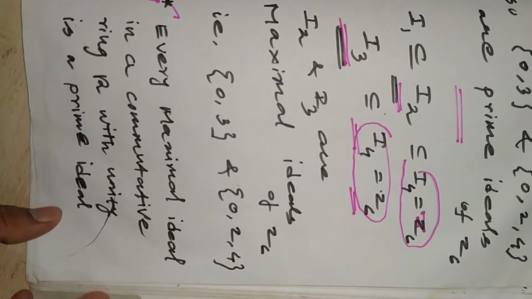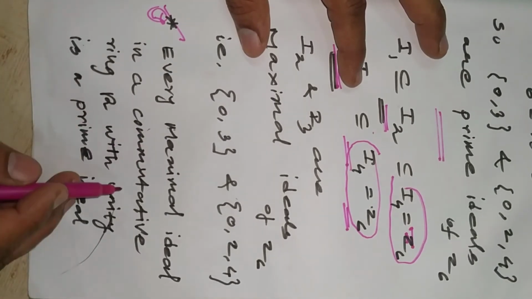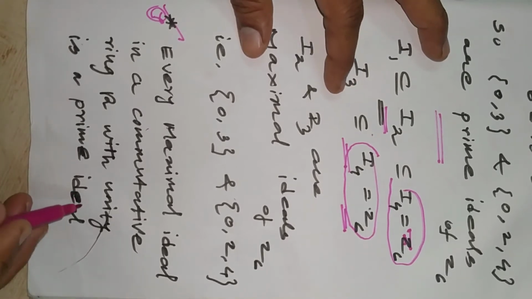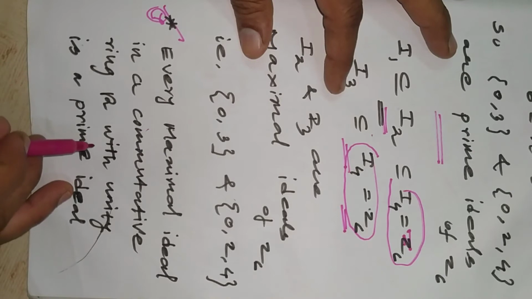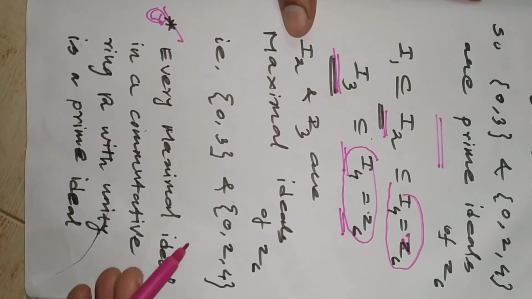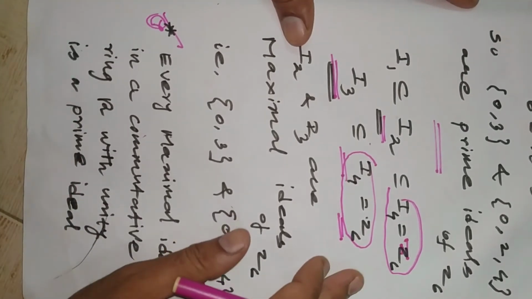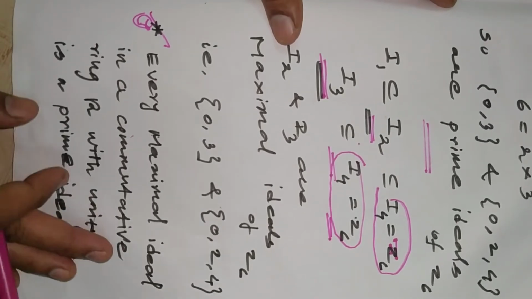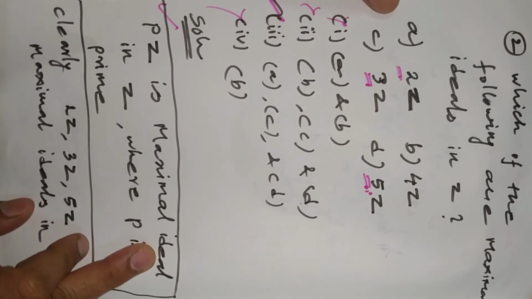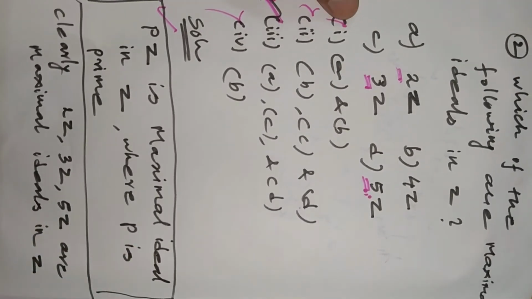Similarly here also, just now we have seen every maximal ideal in a commutative ring with unity is a prime ideal. So before finding the prime ideal, first find the maximal ideal. So immediately we can find a prime ideal using this result. So from the exam point of view, time is very important in competitive examinations.